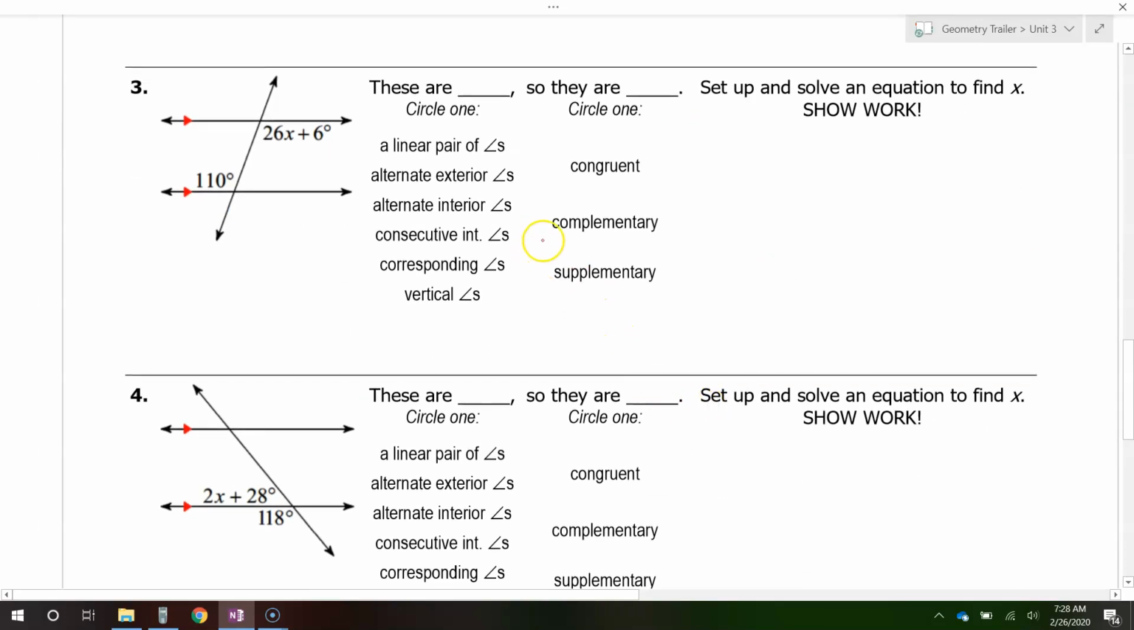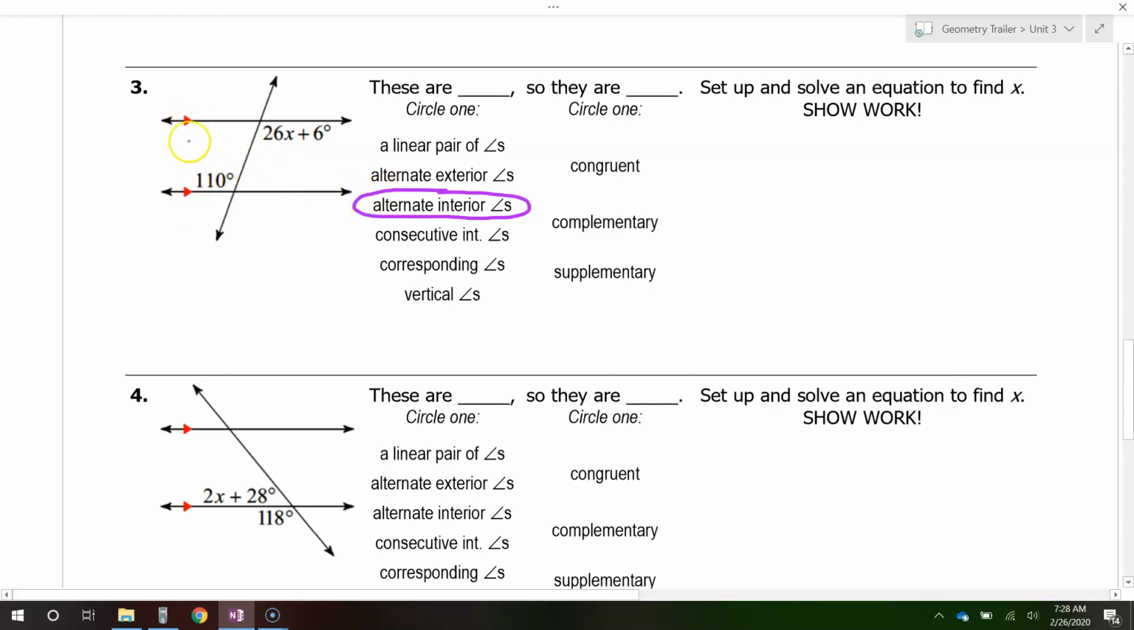Now, problem number 3. These are blanks. All right, we're supposed to pick one of these. So they are blank. We're going to pick one of these. So here we go. These angles are alternate interior angles. All right, they are interior because they are between the lines, and they are alternate because they're on opposite sides of the line. So they're alternate interior angles.